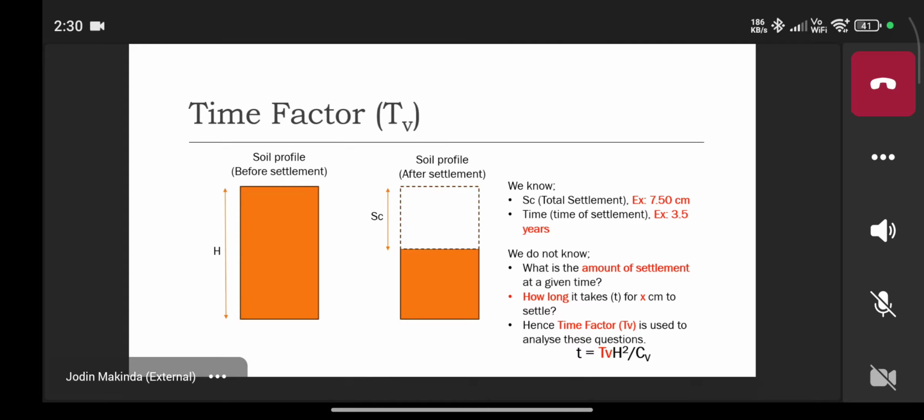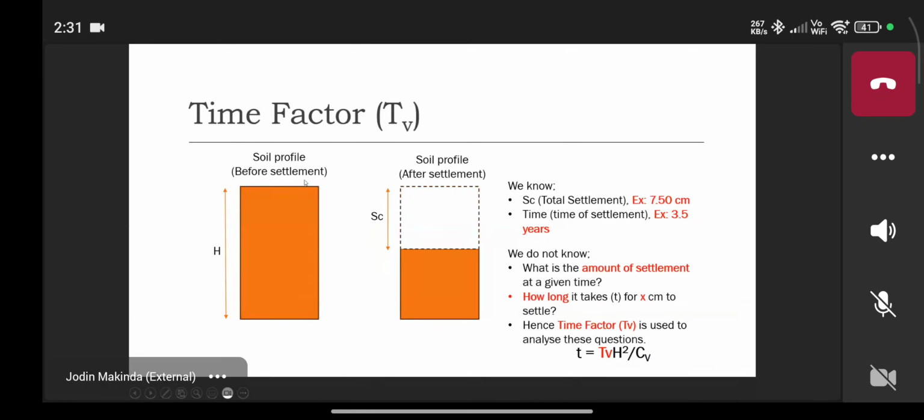Now, let's go to the same topic, but more to the time factor. Yeah, time factor. All right. So, based on what we learned so far, in part 1 of consolidation and settlement, and in part 2, we know now how to calculate total settlement.